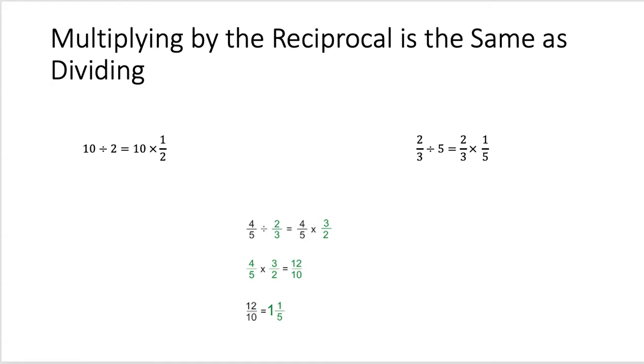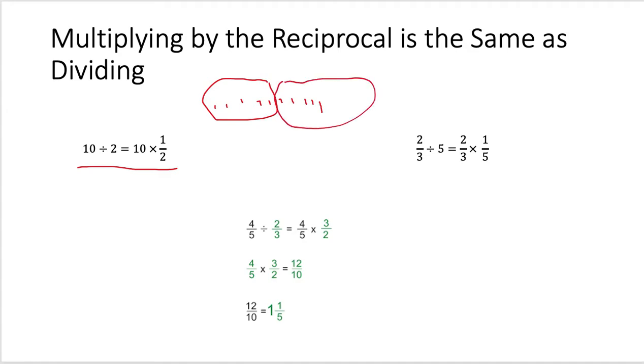This is still part of your notes. 10 divided by 2 is the same thing as 10 times 1/2. So if you have 10 objects, 1, 2, 3, 4, 5, 6, 7, 8, 9, 10, dividing them by 2 means to put it into 2 equal groups. So 2 equal groups would be, there's a group of 5, there's a group of 5. So 2 equal groups of 5.